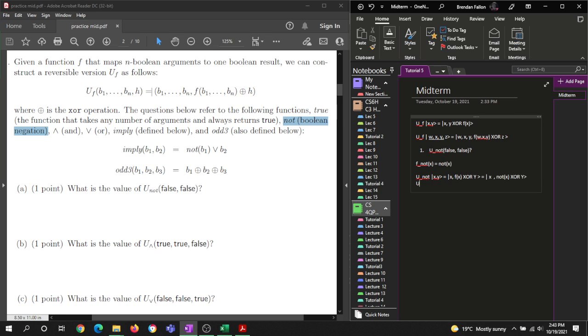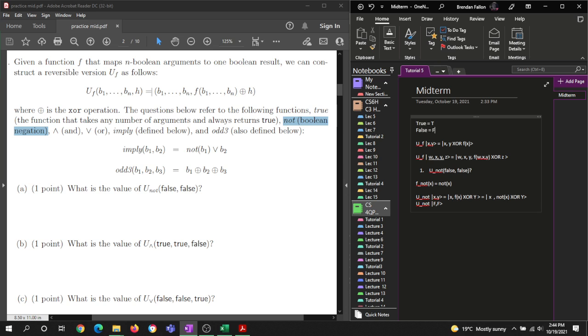So we can do u underscore naught. I'm going to put true and false as t and f, so I'll make a note of that up here just for the actual working through. True equals t, and false equals f, just to make it a little easier to write. Then if we put that into our actual equation here, it should be x of not of false XOR false.